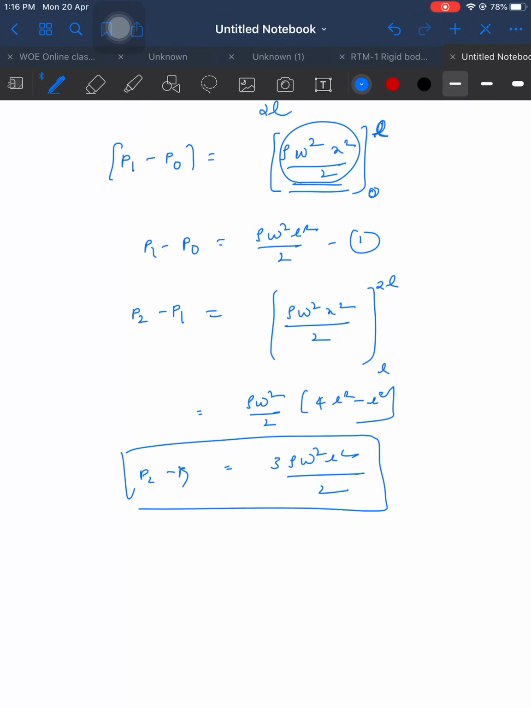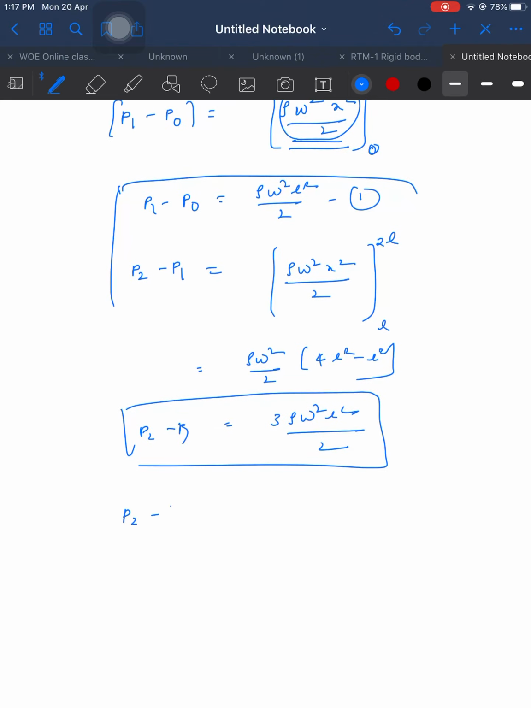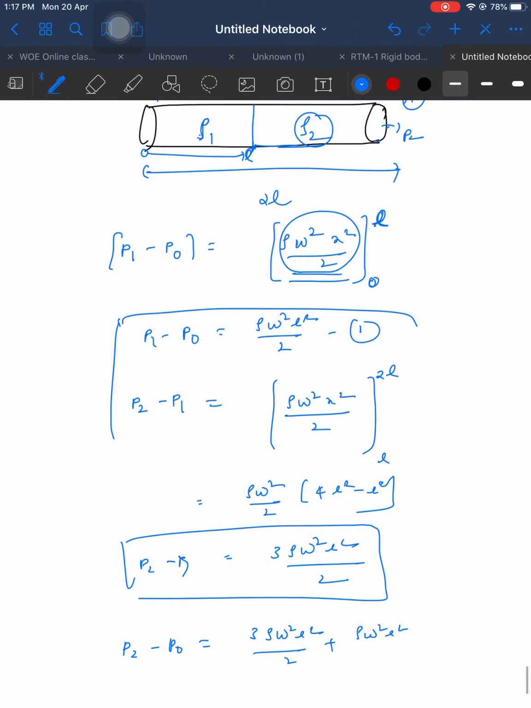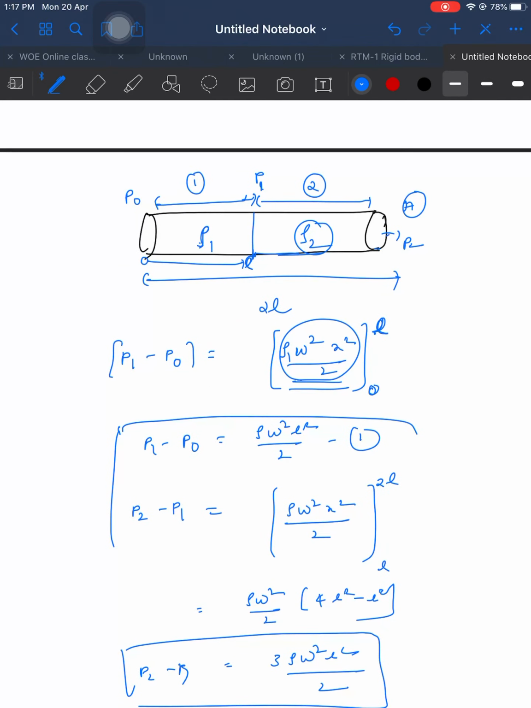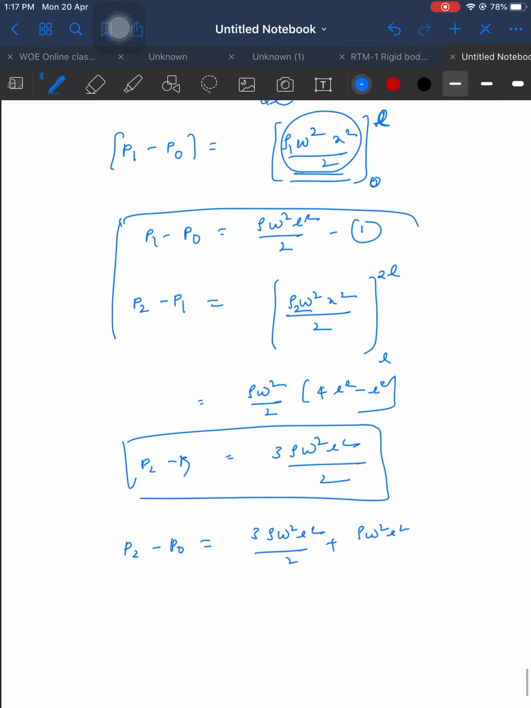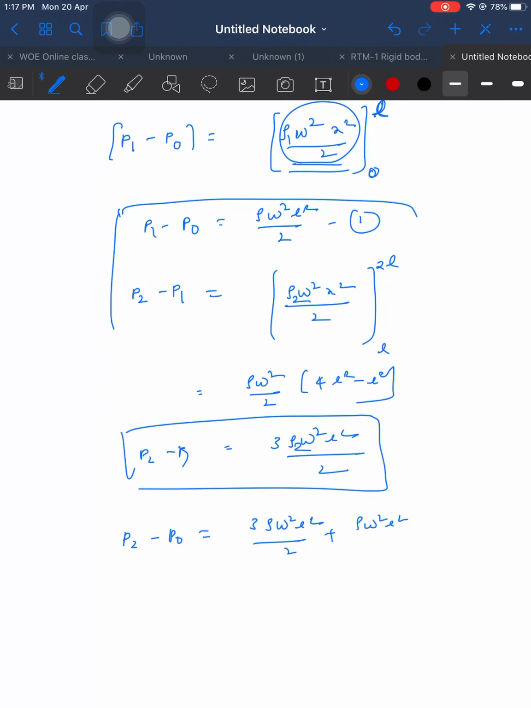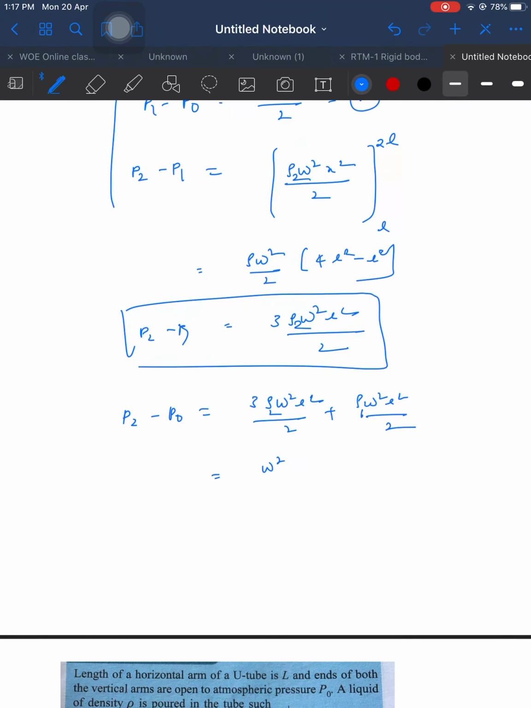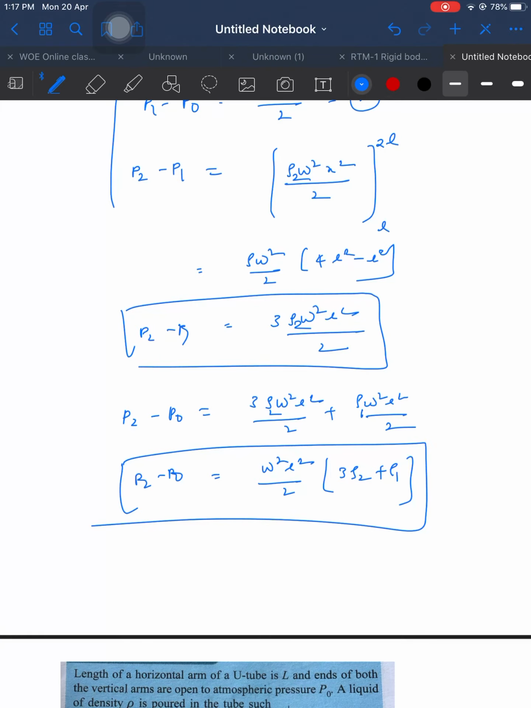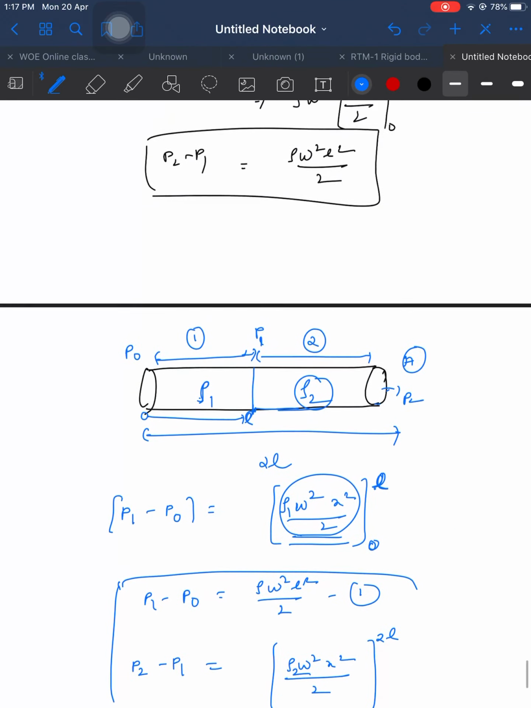So just add these two expressions. P2 minus P naught is equal to 3 rho omega square L square by 2 plus rho omega square L square by 2. Oh wait, I have to consider two different liquids, rho 1 and rho 2. So it is 3 rho 2 and rho 1 omega square L square by 2. We can take out the common factor omega square L square by 2, so P2 minus P naught is omega square L square by 2 times (3 rho 2 plus rho 1). This is the pressure drop. Okay, thank you.